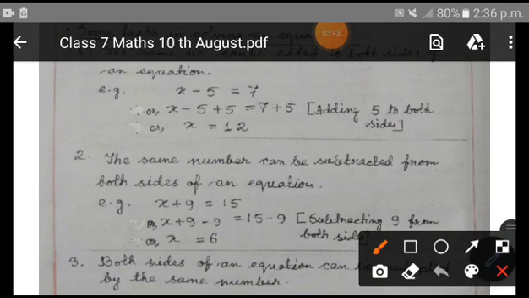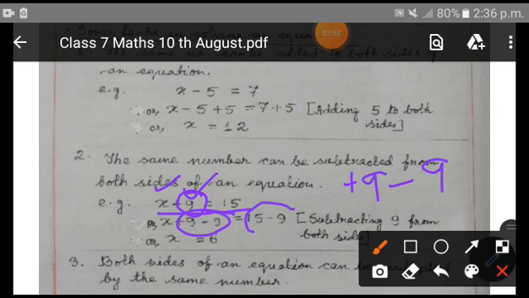Now here see, x + 9 = 15. With x you have 9 attached, which means you need to eliminate this 9. Since 9 is given as plus, you need to subtract 9 on both sides. That is why 9 has been subtracted on both sides, and thereby you get x = 15 - 9, which is equal to 6. Done?